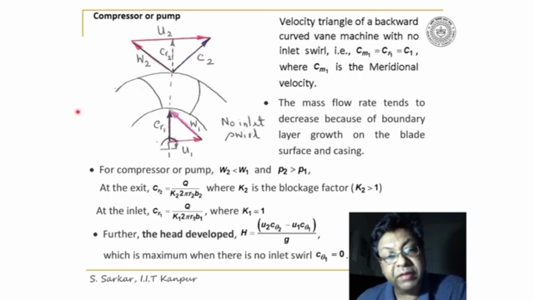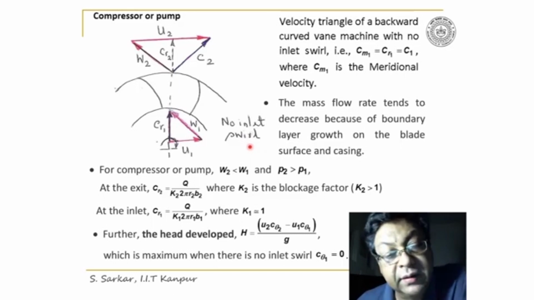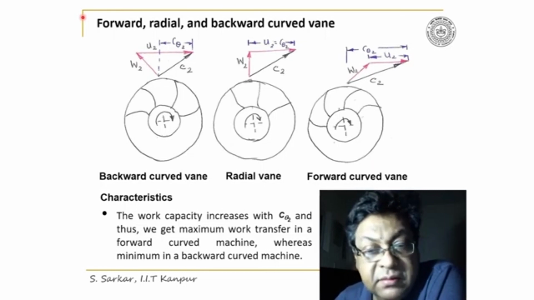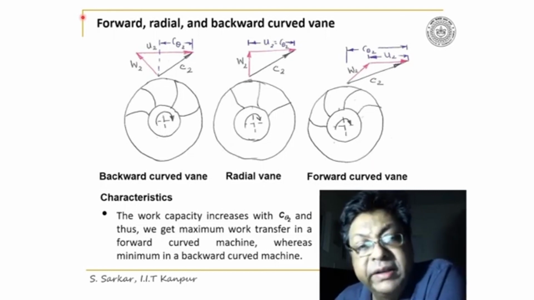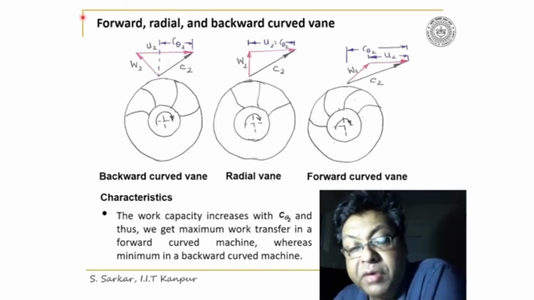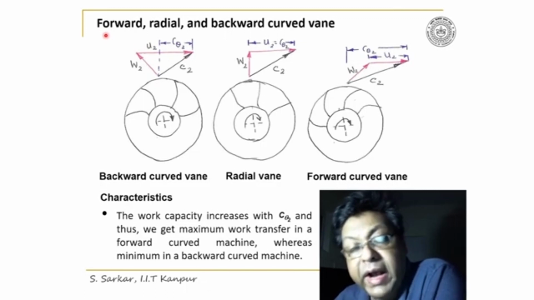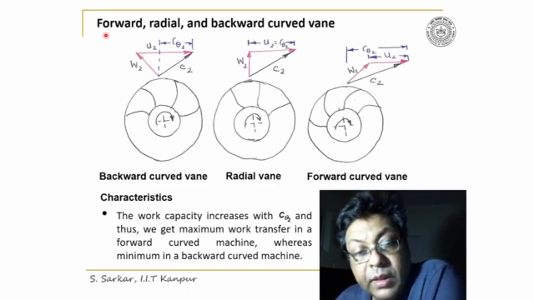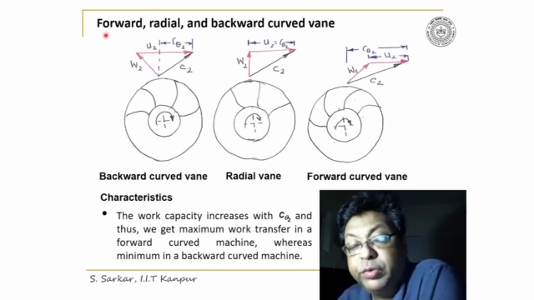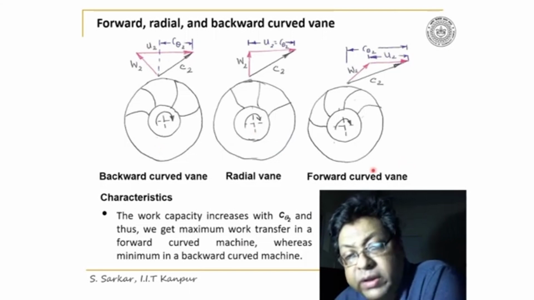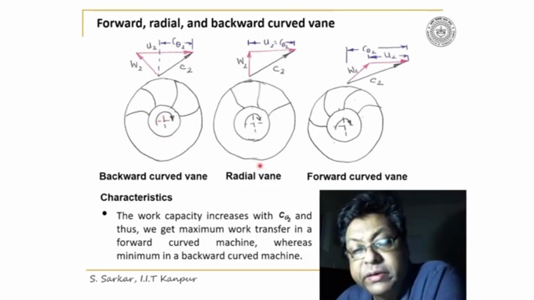Hope you have understood the velocity triangle, at least for a radial flow impeller. With respect to radial flow impeller, we often find three kinds of curved vane: forward, radial, and backward curved vane. Now this name is given with respect to the rotation. Look, in all these three cases, the direction of the rotation remains the same.